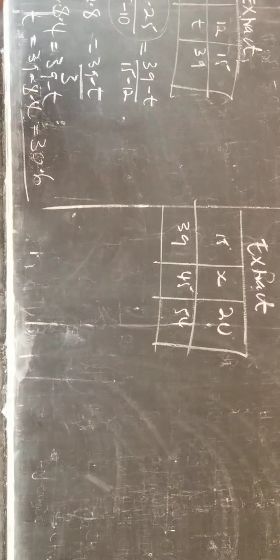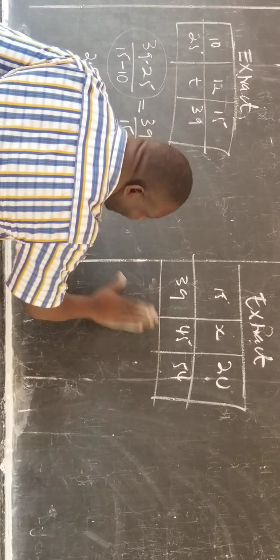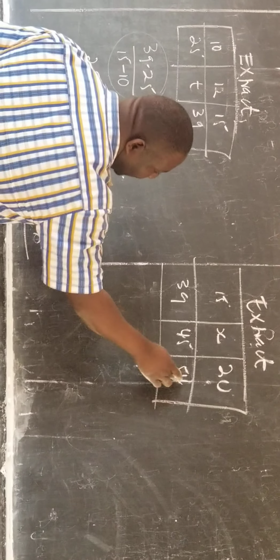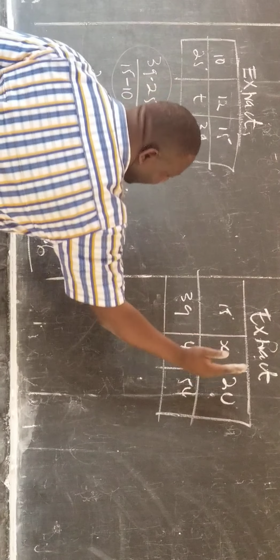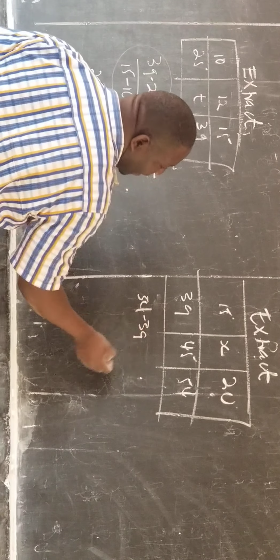So we do the same thing using the method of the gradients, changing y over changing x. So we can start with 54 minus 39, comparing this pair and this pair.